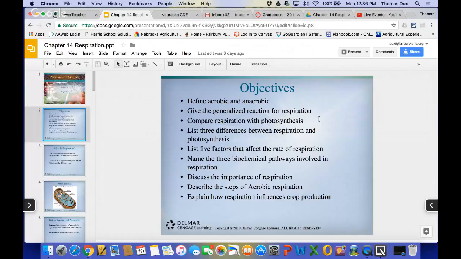Name the 3 biochemical pathways involved in respiration. The first one we're going to go over today is glycolysis. Then it's the Krebs cycle, and then the electron transport chain. Because if you remember, in photosynthesis the first one was the electron transport chain. Well, this is different now. Discuss the importance of it, describe the steps of aerobic respiration, then explain how respiration influences crop production.